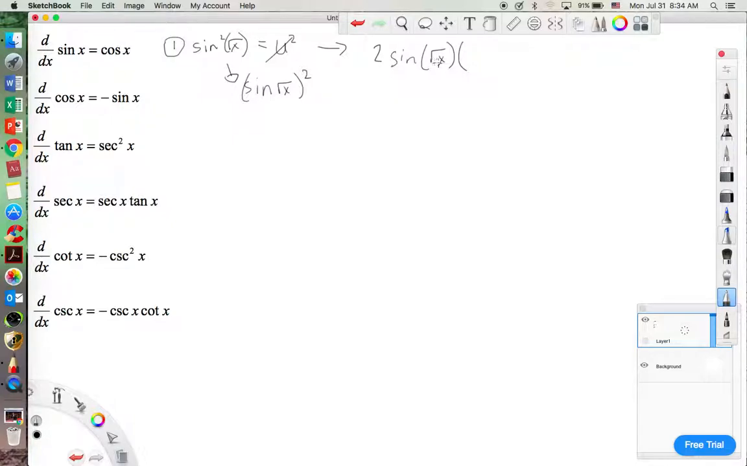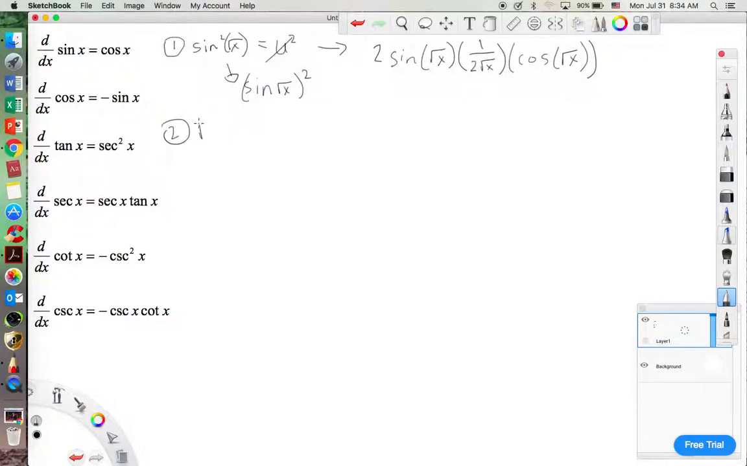So we've got x to the 1/2. The derivative of that, we drop the exponent down, is 1/2 x to the minus 1/2, or 1 over 2 root x. And then finally we have to take the derivative of sine of root x, which we have over there on the left. And so that is our answer: 2 sine root x times 1 over 2 root x times cosine x.